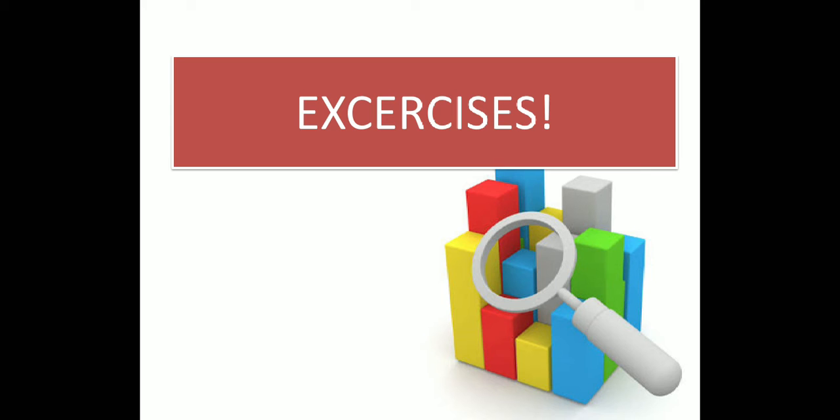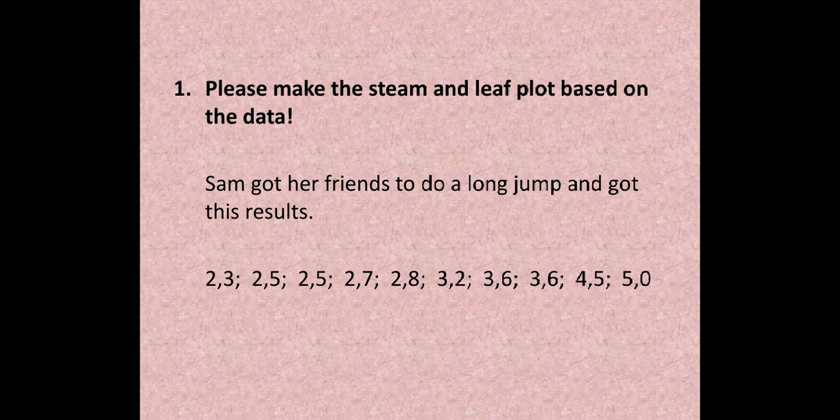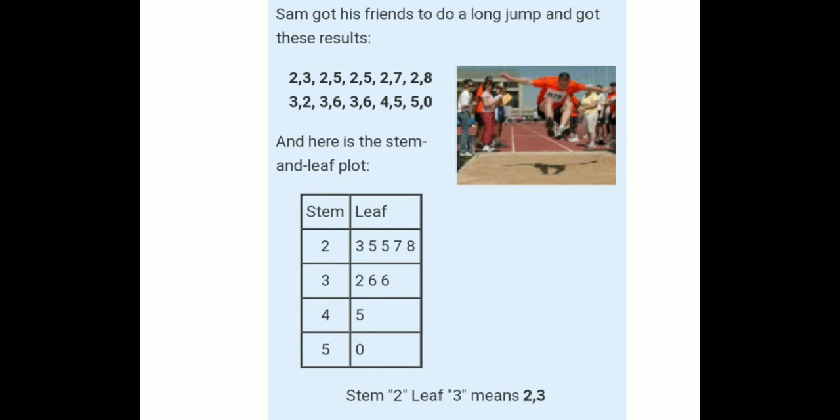Okay, so let's start the exercise. The first is, please make the stem and leaf plot based on the data. Sam got her friends to do a long jump and got these results. You can see these results. Based on the results, we can make the stem and leaf plot. This is the answer of that condition.